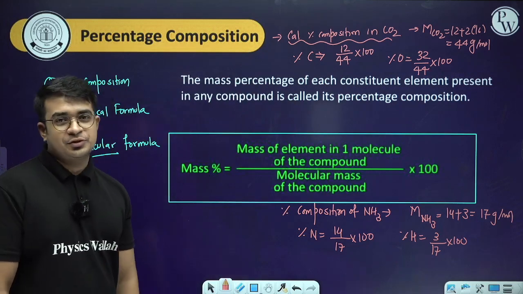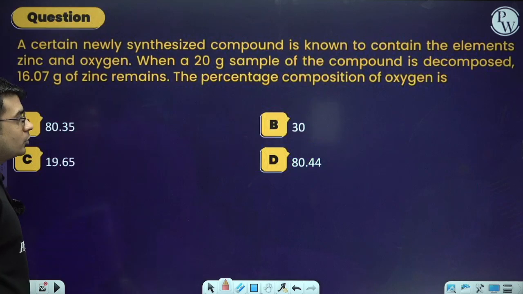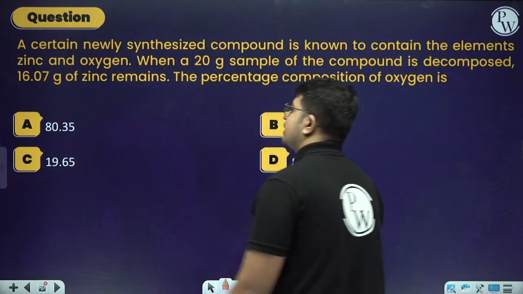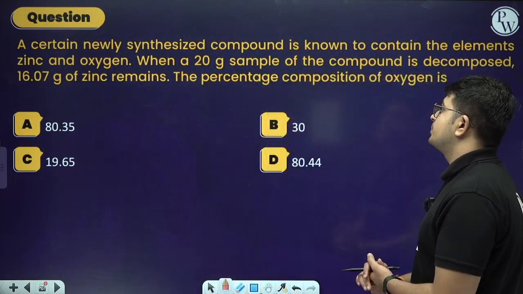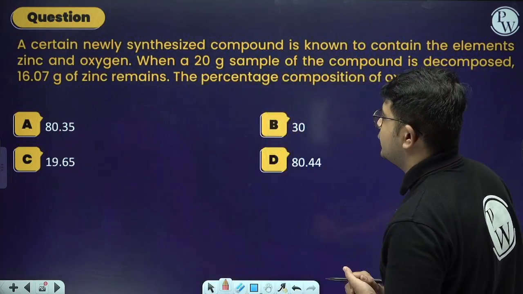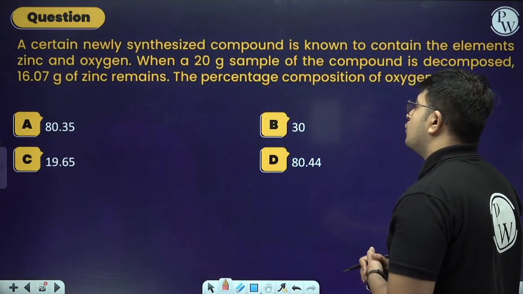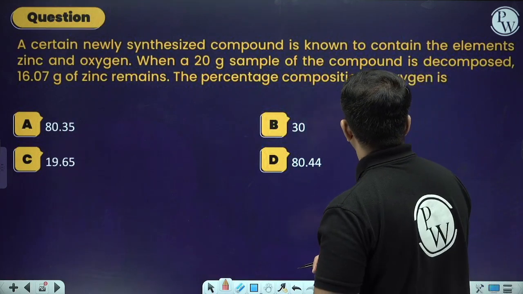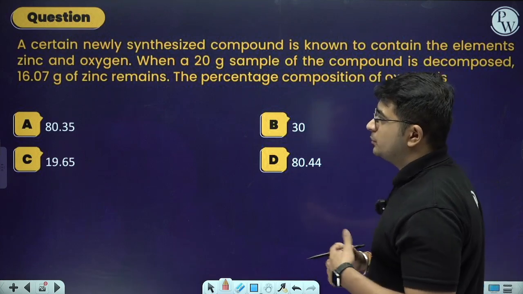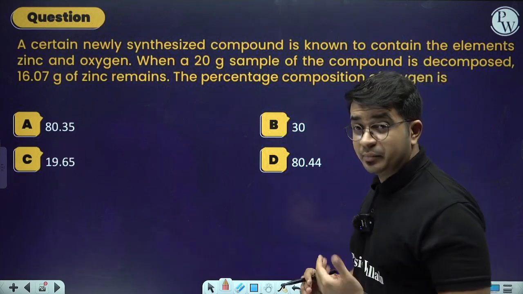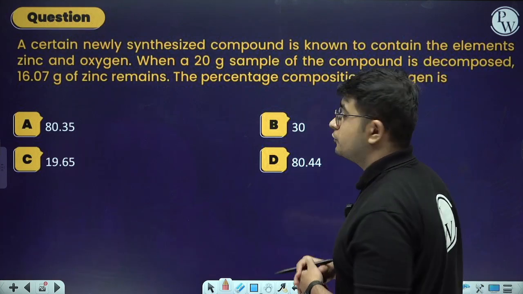I hope this portion is clear to everyone. Now talking about the question, just read out the question carefully. A certain newly synthesized compound is known to contain the elements zinc and oxygen. When 20 gram of sample of the compound is decomposed, 16.07 gram of zinc remains. The percentage composition of oxygen is?